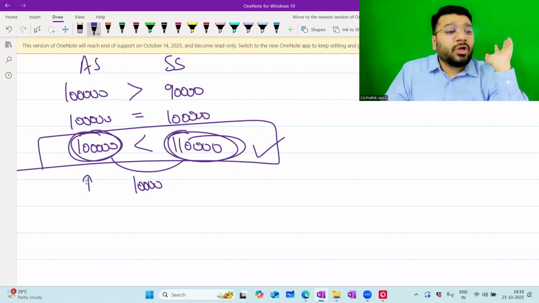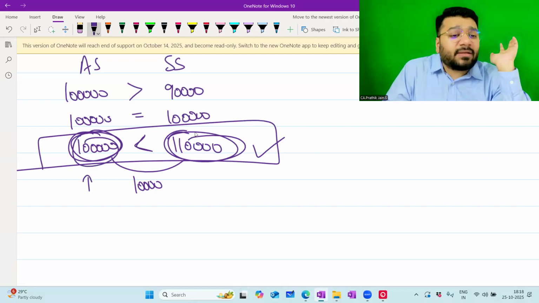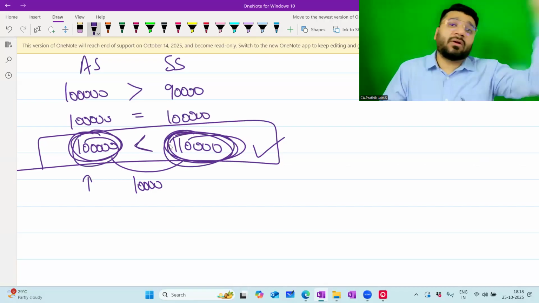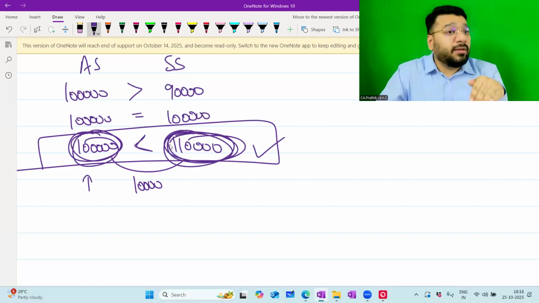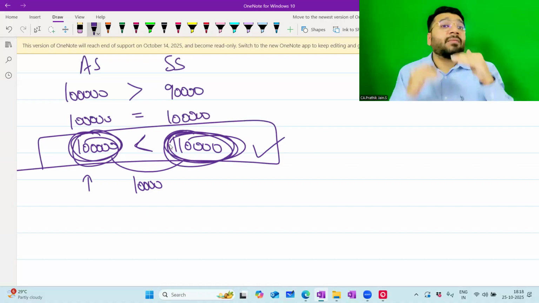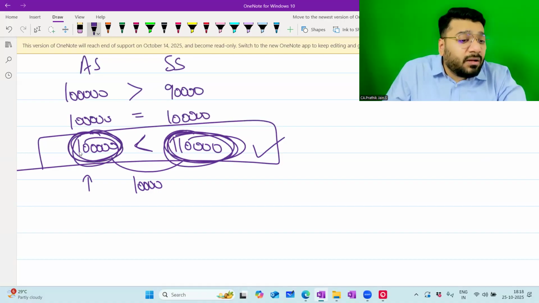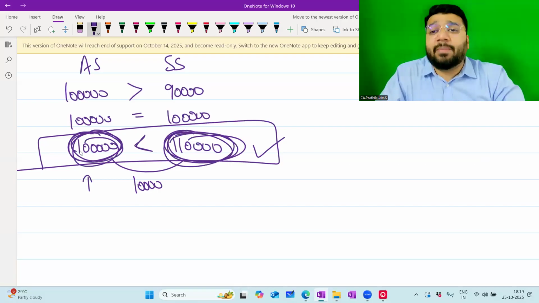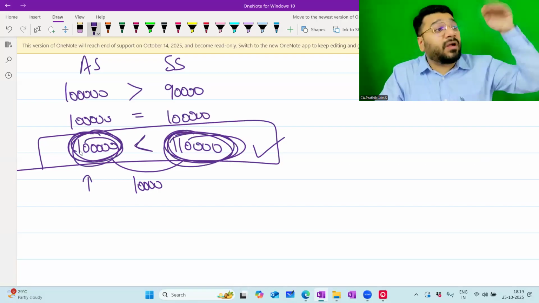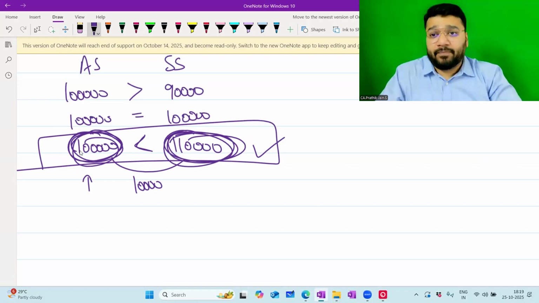In other words, your authorized share can never be less than subscribed shares. Or, your subscribed shares can never be more than authorized shares. Subscribed can be equal to authorized. Subscribed can be less than authorized, but subscribed can never be more than authorized, because this is the maximum capital. What is authorized share capital? This is the maximum capital of the company which it can raise during its lifetime.